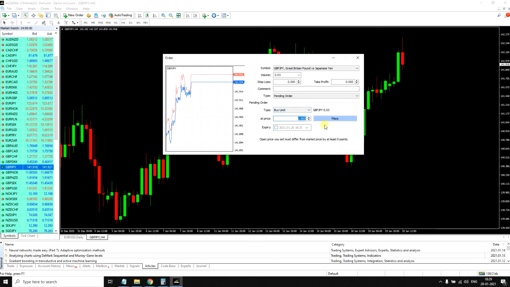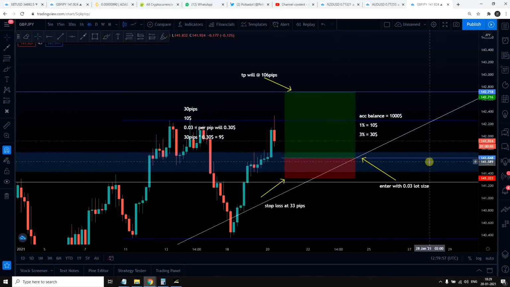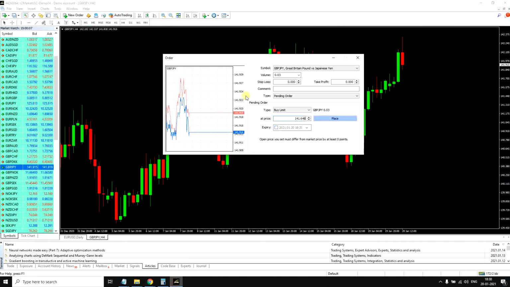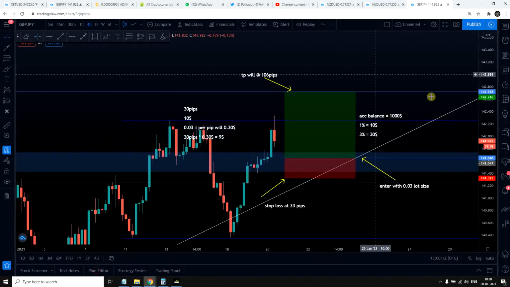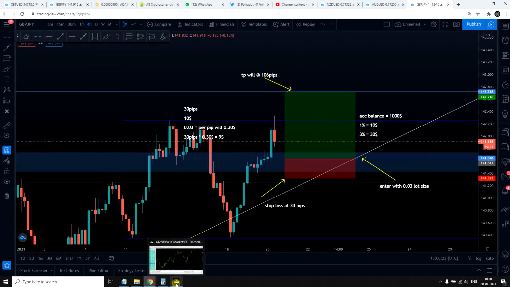So where I am planning for buy, it's 141.648 at this number, right? And you see this 141.648. Here I am planning to enter for the longs in GBP JPY. So as it is, I have to mention the number. Where will be my stop loss? Stop loss will be at 141.323. Can you see this number? This red highlighted number is your stop loss. So you have to place the stop loss in your MetaTrader while putting your limit order.